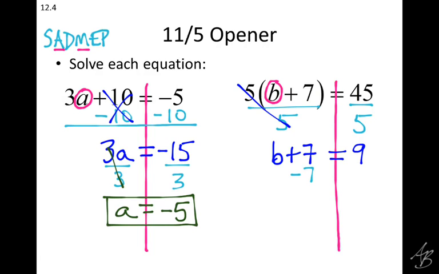All right, and then what? Take away the 7. So the opposite of plus 7 would be minus 7. So we subtract 7 on both sides. It cancels on the left, leaving b, and 9 minus 7 is 2.